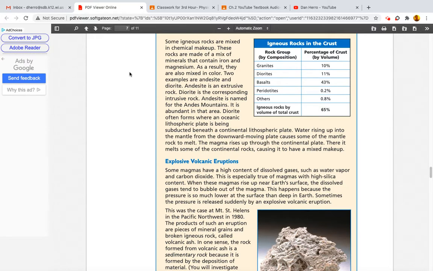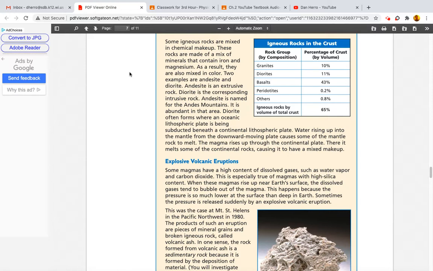Water rising up into the mantle from the downward moving plate causes some of the mantle rock to melt. The magma rises up through the continental plate. There it melts some of the continental rocks, causing it to have a mixed makeup.